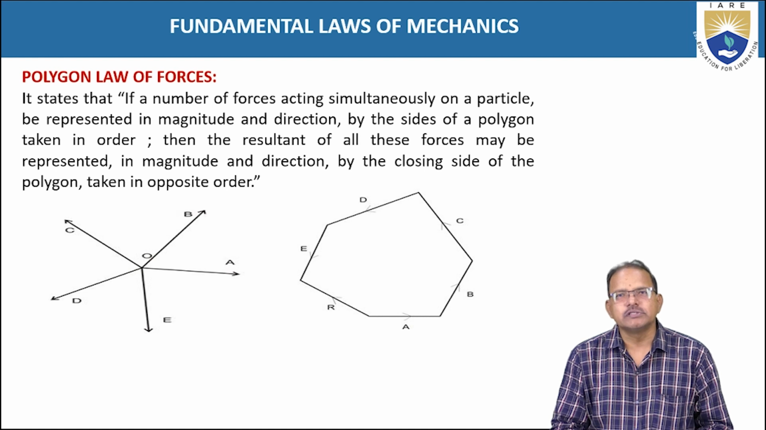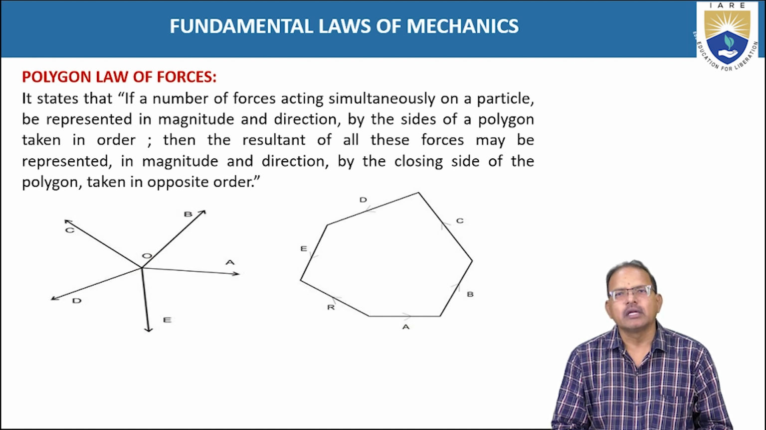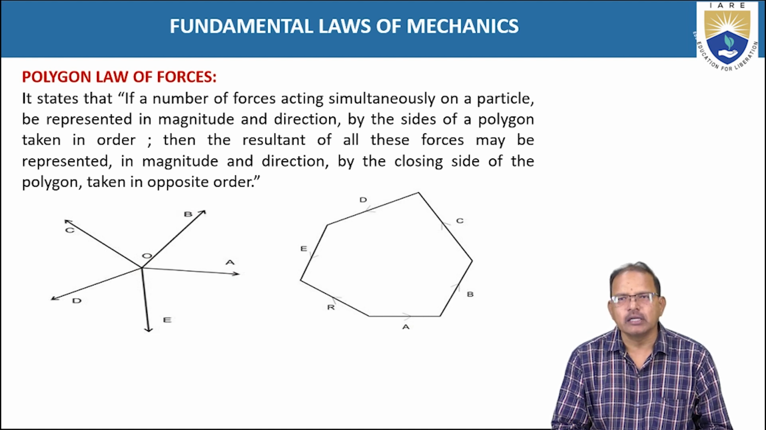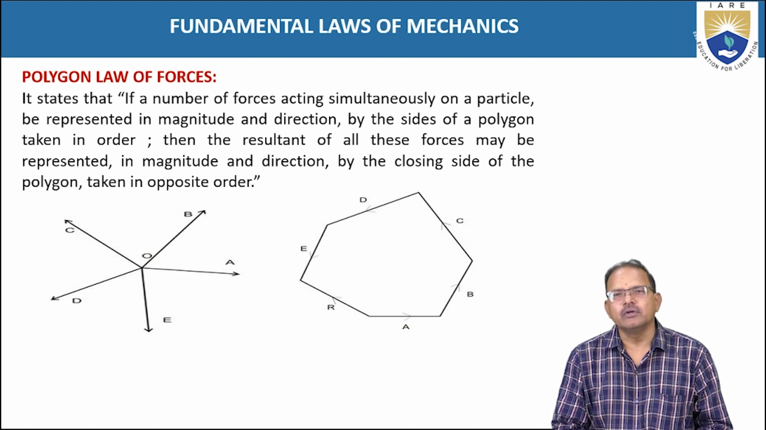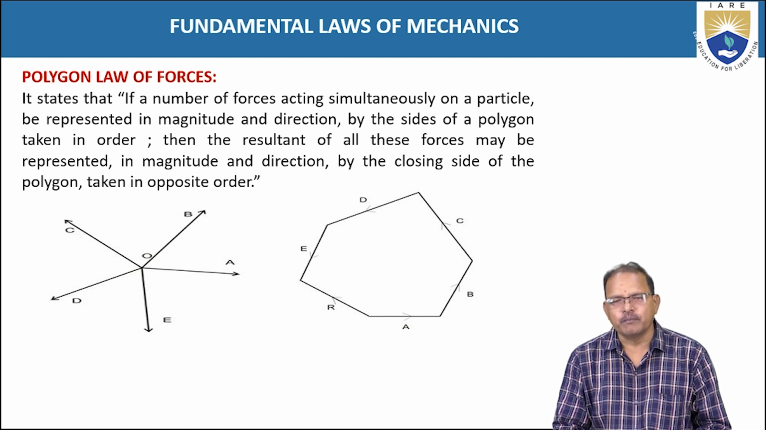When several forces are acting on a body, the resultant of the force system can be determined graphically by using polygon law of forces. It states that when several forces are acting on a body, they can be represented as sides of a polygon taken in order. Then the closing side of the polygon is representing the resultant of all the forces taken in opposite order.